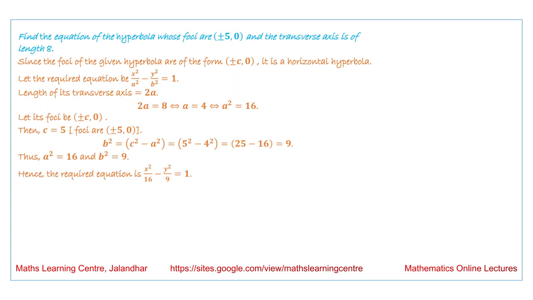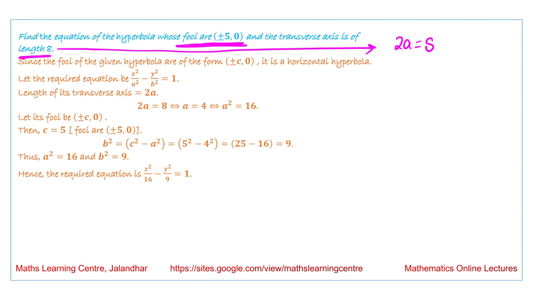Next is: find the equation of the hyperbola whose foci are given by ±5, 0 and transverse axis is of length 8. So length of transverse axis means we are given 2a is equal to 8. Clearly it is a horizontal hyperbola because the foci are lying on the x-axis, and the value of c is given to be 5. So this implies that the value of a is 4.